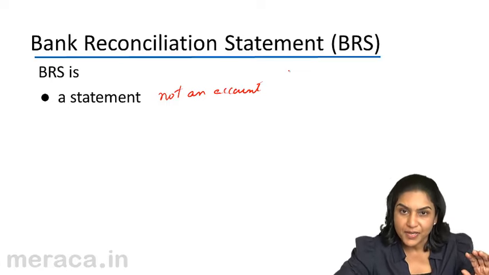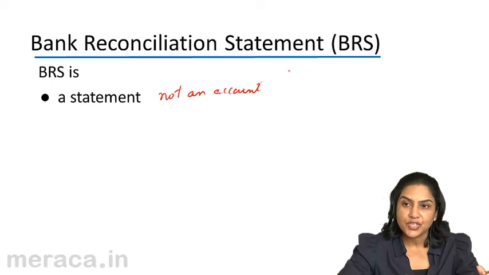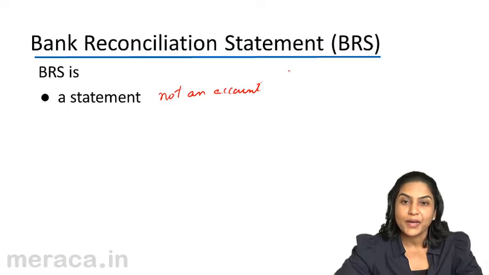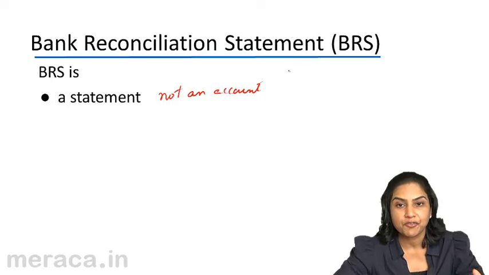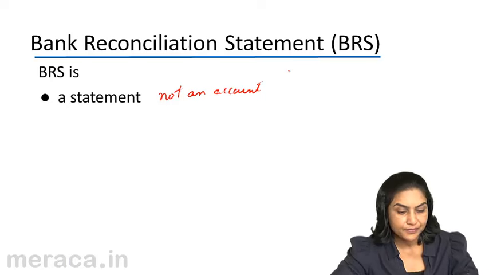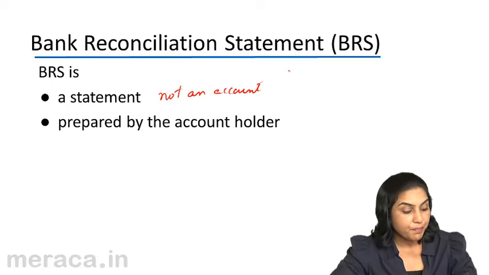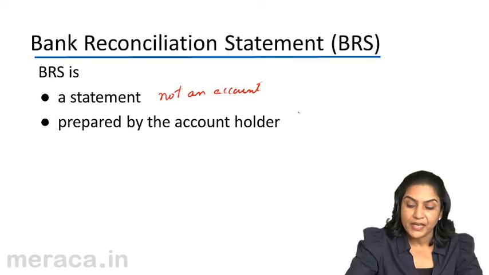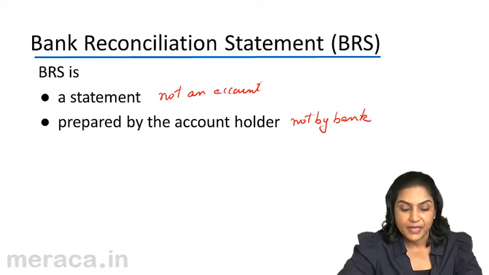A statement could be a sentence. It is just a piece of paper where you indicate certain differences. So it is not an account. There is no double entry involved in a bank reconciliation statement. It is prepared by the account holder. Please note, it is prepared by the account holder and not by the bank. It is called a bank reconciliation statement, but it is not prepared by the bank.